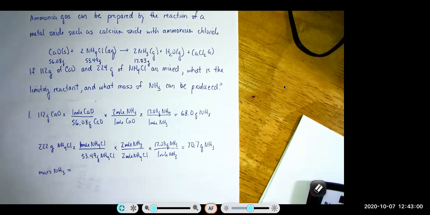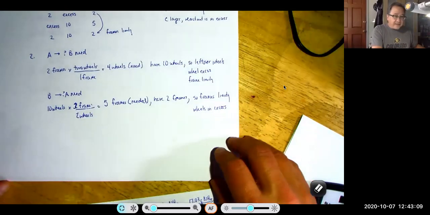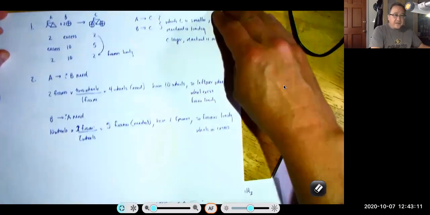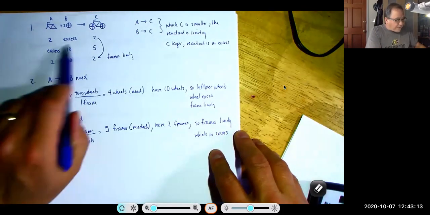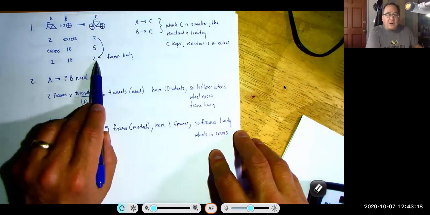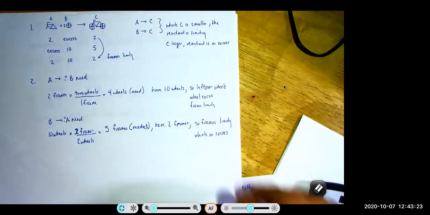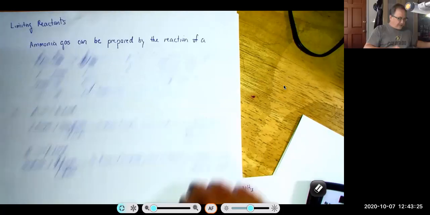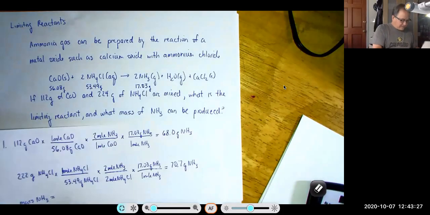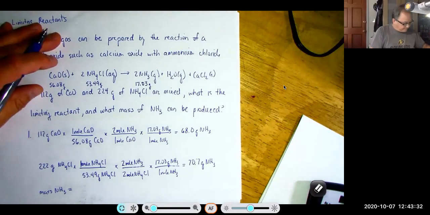If you can make 2 or 5 bikes, how many are you going to really make? You're going to make 2 bikes. If you can make 2 or 5, when you combine them, you're going to make the smaller amount because you run out of frames. So you should have 68 grams then. You should be able to make 68 grams. So you don't sum them.